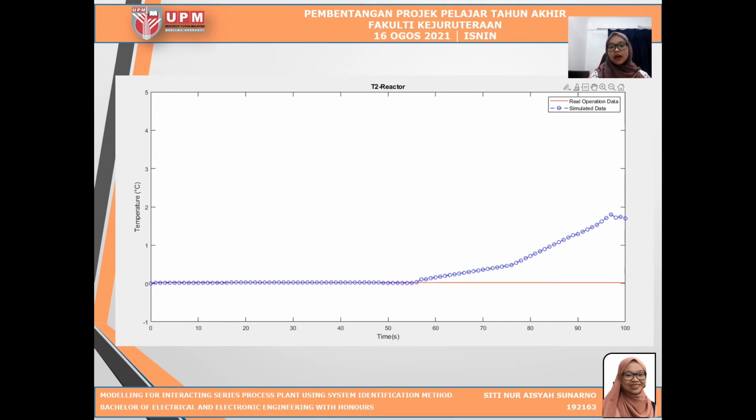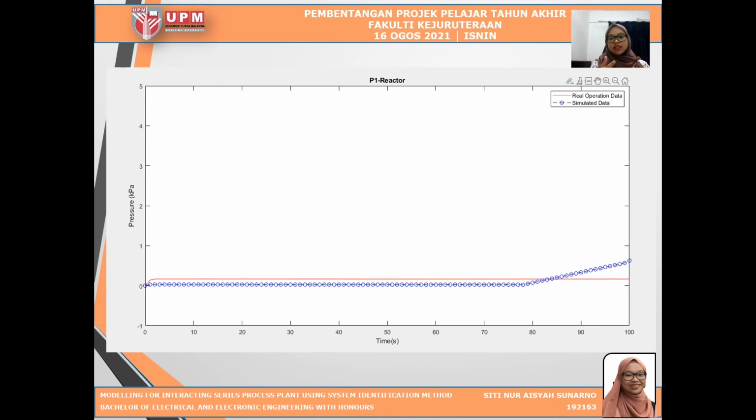This is the comparison of real operation data with simulated data for T2 of the reactor. As we can see, at the beginning the data fits perfectly to the targeted data, but at 58 seconds it increases, because we can see there is uncertainty in the modeling, which affects the increase. So this is the result for P1, where at the beginning the data fits perfectly to the targeted data, but increases at some point because of uncertainty in the modeling.